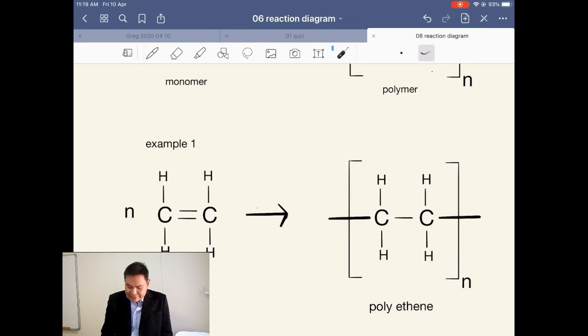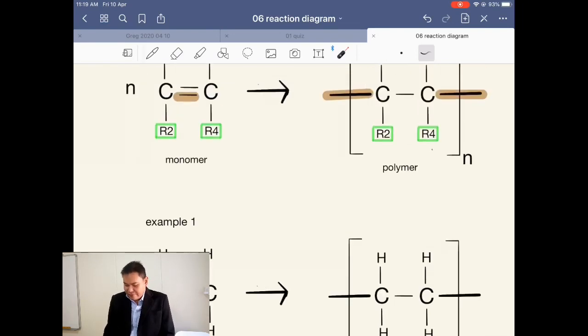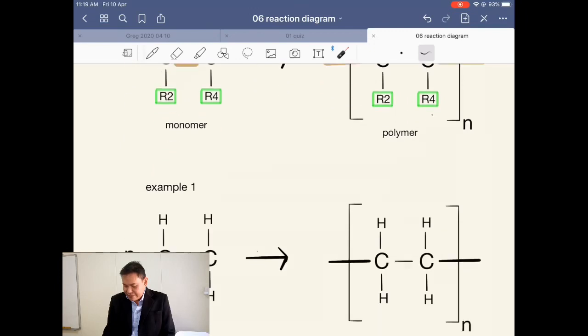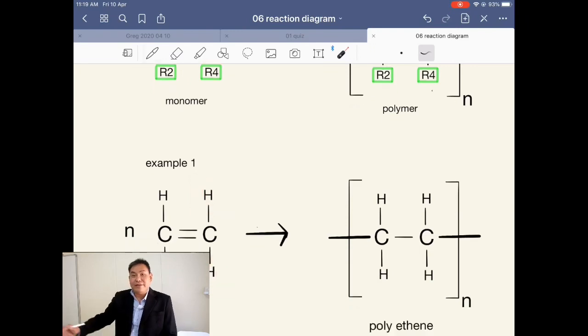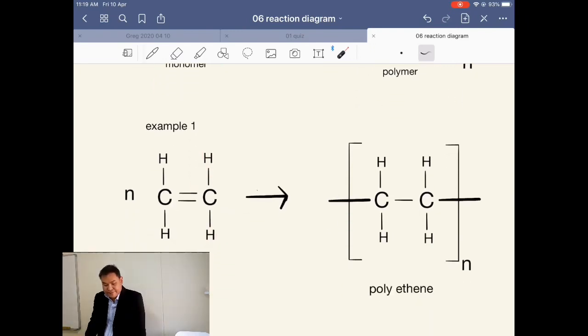This is example 1. In this case, your right leg and left leg are connected to hydrogen. That means R1 and R2 are hydrogen. R3 and R4 also hydrogen. Then when you form a polymer, everything is same except for the bond here. Yeah, you form a very long chain.